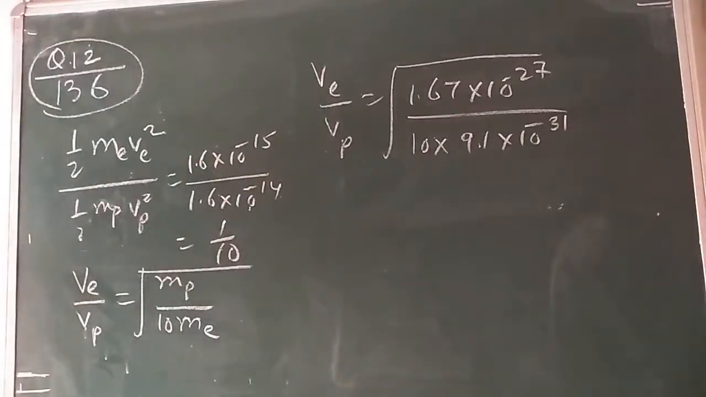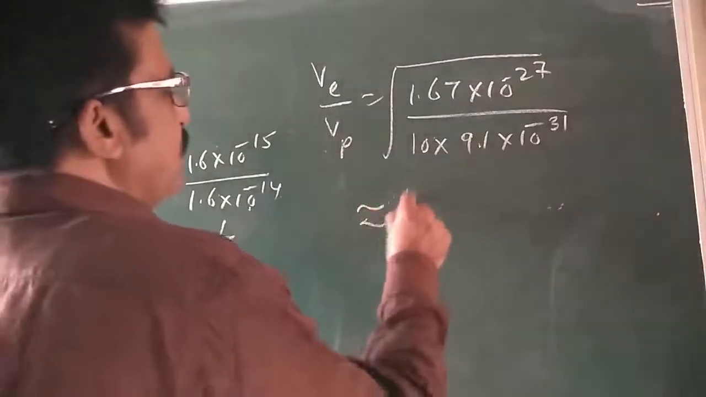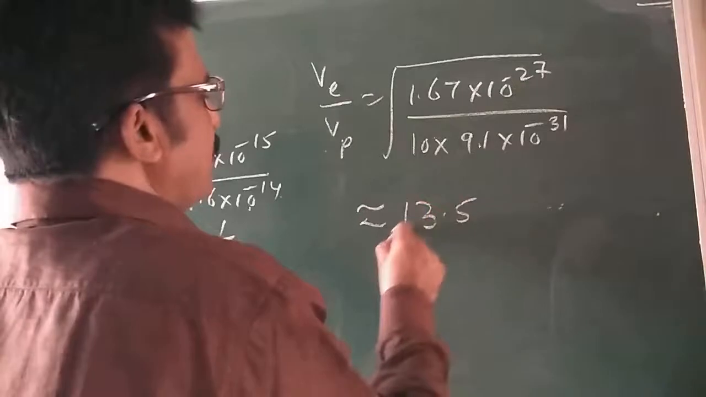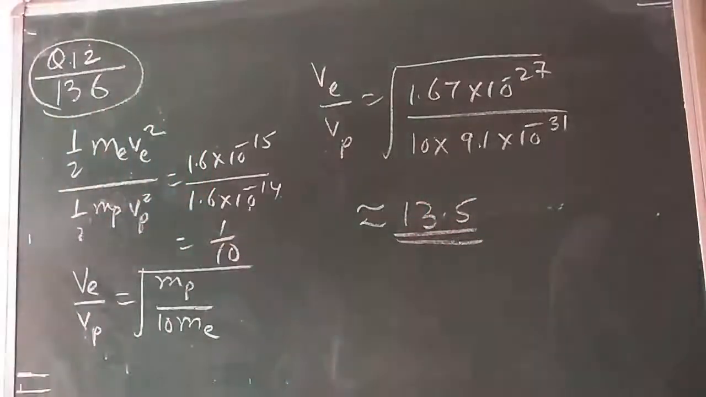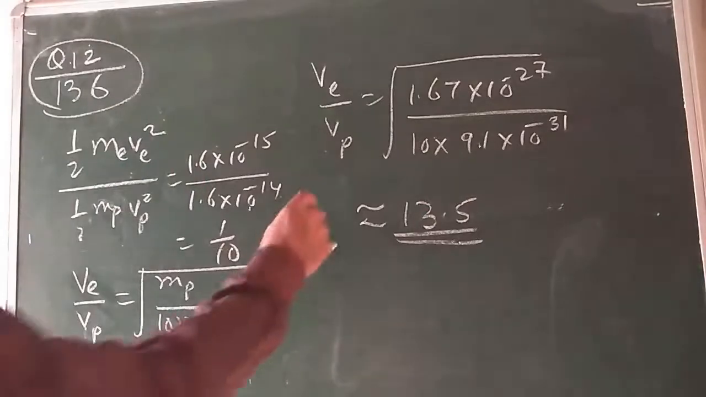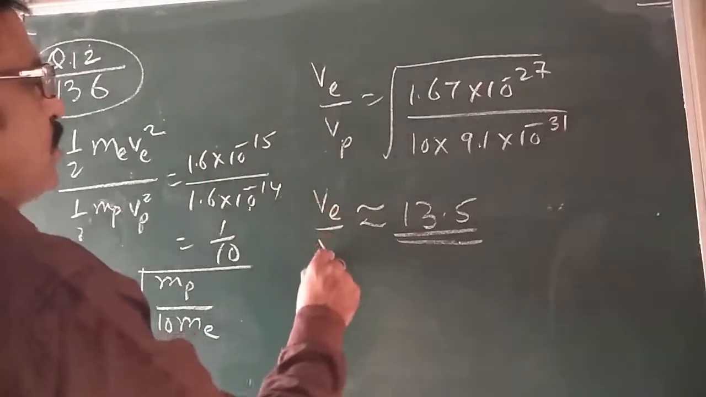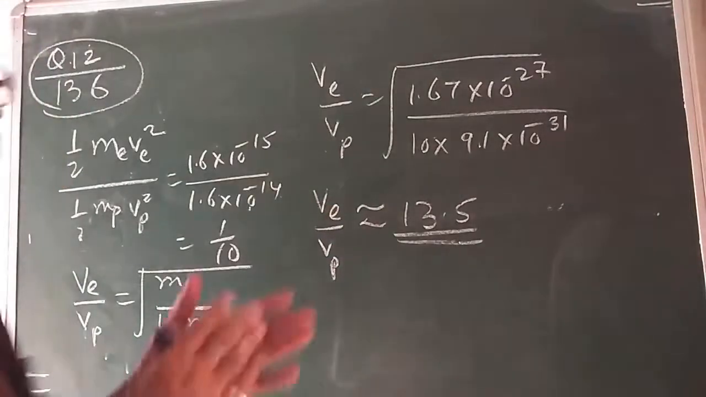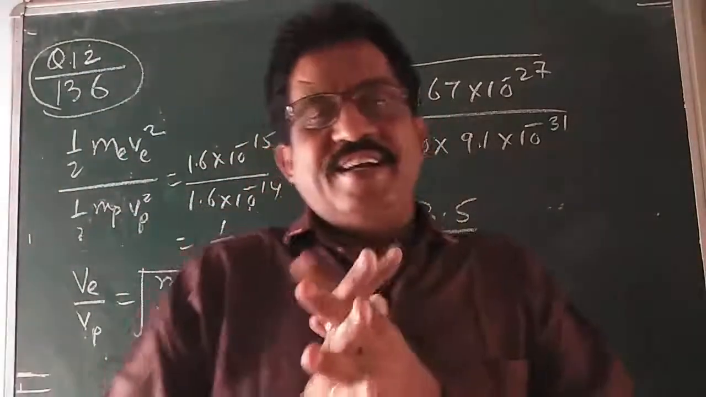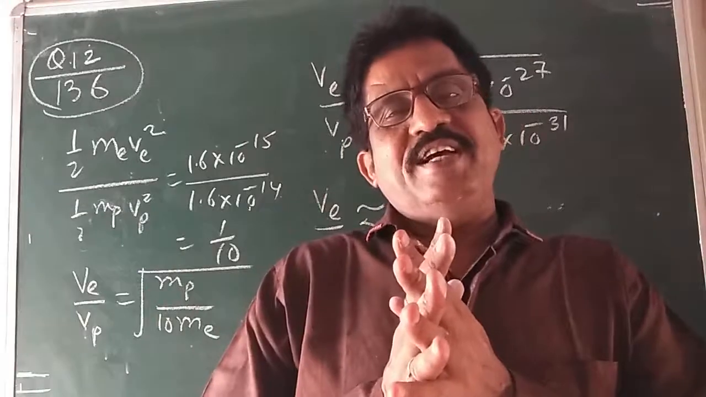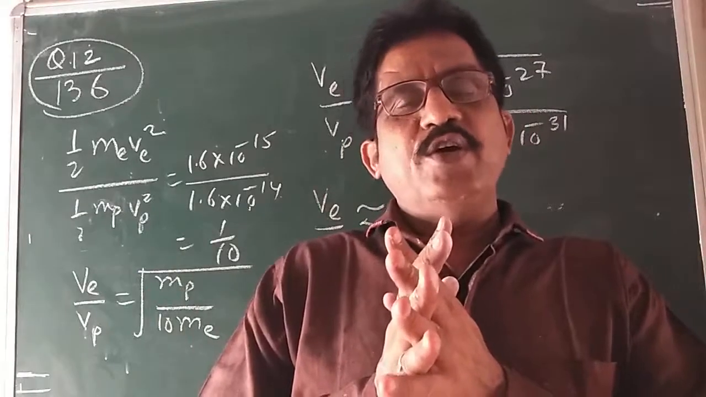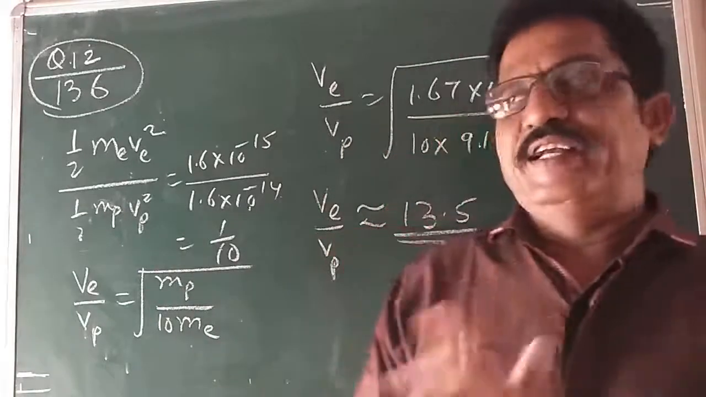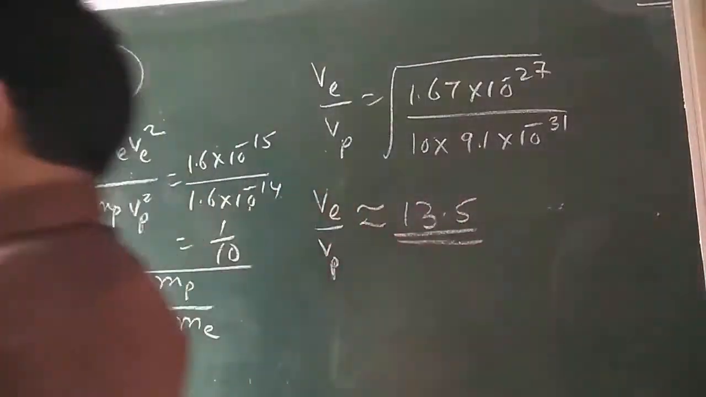You can solve it easily and you can get the answer around 13.5. What we can say? Electron is faster because the ratio is 13 times to that of proton. Is it clear? So this is the way to solve the numerical. I hope you can do easily. Okay? So solve it and do it.